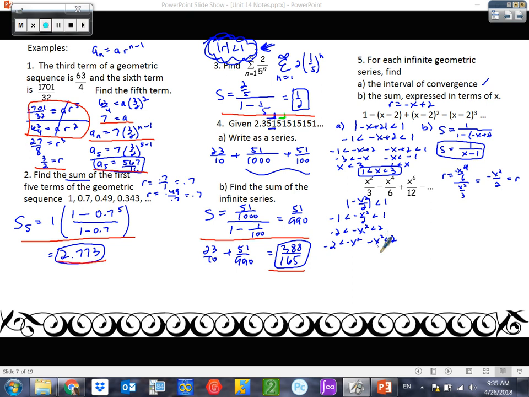Now let's look at this one right here. Negative x squared is less than 2. Is there any time that this would not be true? Can you think of any x that I could put in there that would make this false? No. A negative number is always going to be less than 2, right? So I don't really even need to deal with this one because it's true.